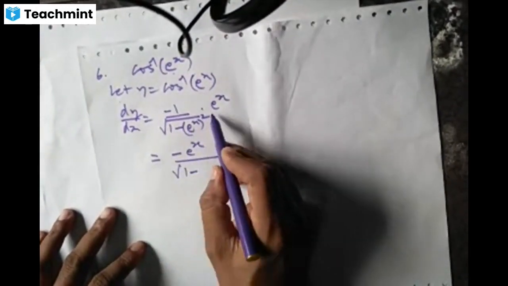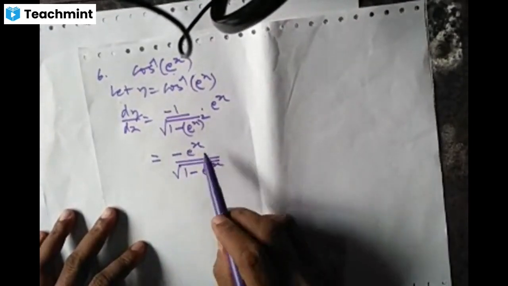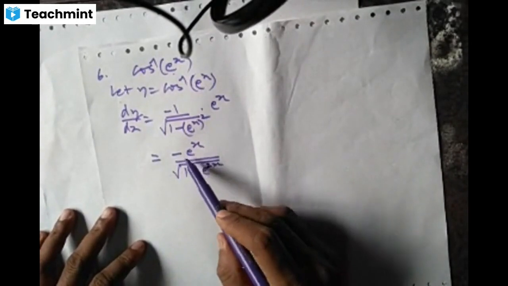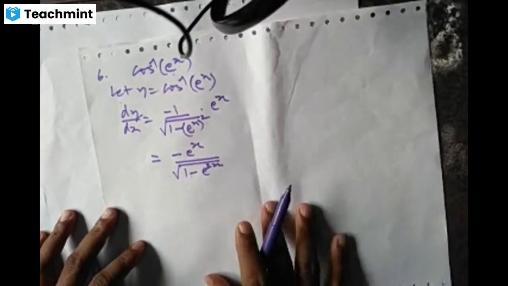So this is equal to, further we can write this as minus into e power x is minus e power x whole thing divided by square root of 1 minus e power x whole square. E power x into e power x, e power 2x. So derivative of the given function is negative e power x divided by square root of 1 minus e power 2x.